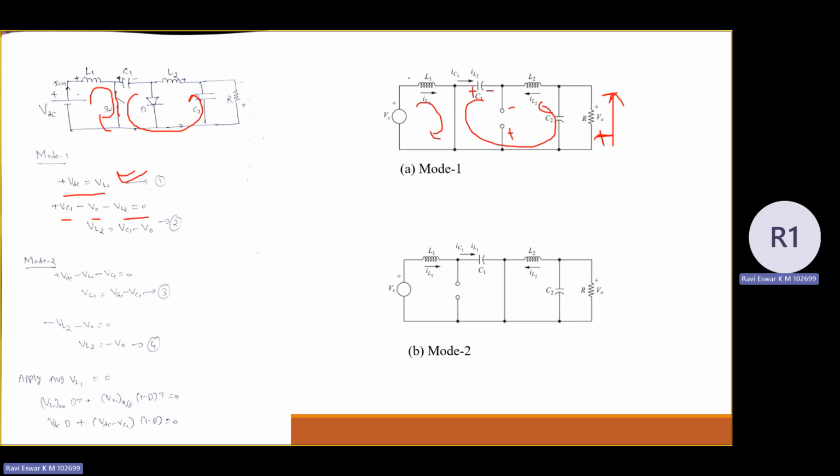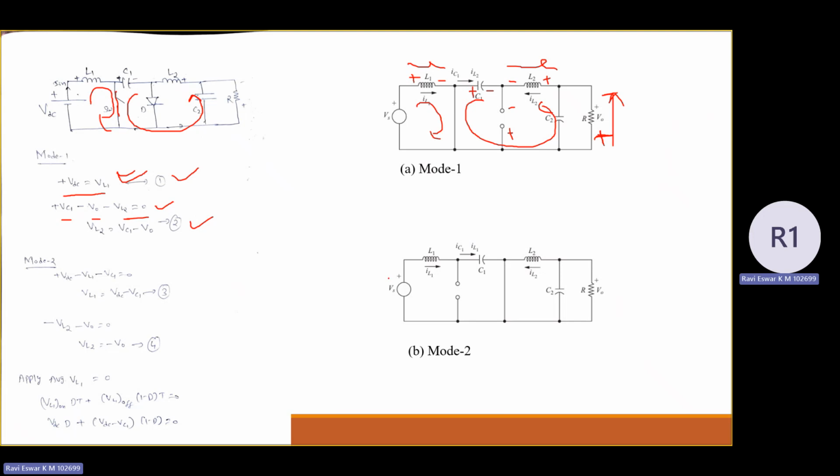Again here, for the inductor polarities I am taking the reference plus here, minus here. The charging polarity I am taking plus here, minus here. So don't change this polarity while writing the mode 2 equation. Keep it as it is. So VDC equal to VL1 is the first equation, and then plus VC1 minus V0 minus VL2 equal to 0. From this I can write VL2 as VC1 minus V0. Let us take this as the second equation.